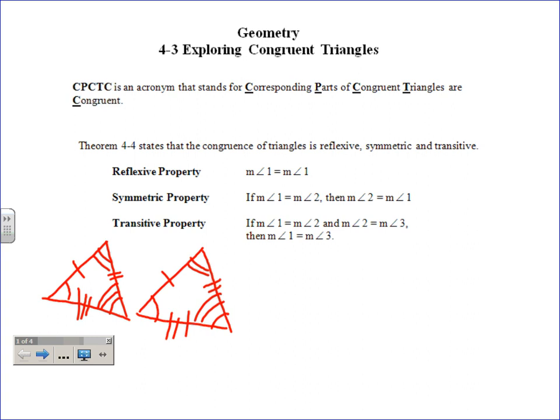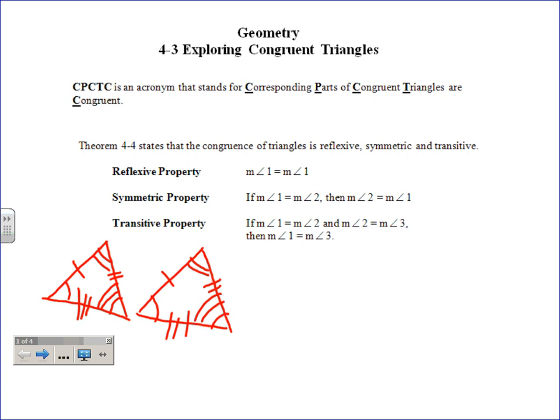Okay. So it is believable, but again, mathematicians aren't going to write that every time. They're not going to write corresponding parts of congruent triangles are congruent because it's way too much to write. So we've come up with an acronym, CPCTC. Okay. And you give that to any geometry teacher and they're going to know exactly what that stands for.